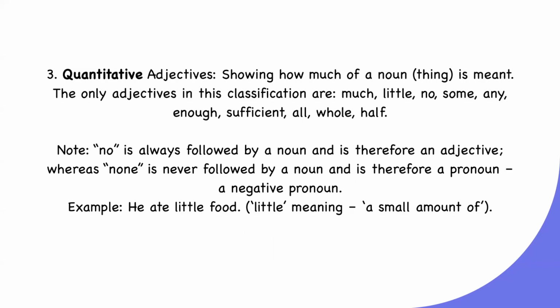Quantitative adjectives show how much of a noun, that is a thing, is meant. The only adjectives in this classification are much, little, no, some, any, enough, sufficient, all, whole, half. Note that no is always followed by a noun and is therefore an adjective, whereas none is never followed by a noun and is therefore a pronoun, albeit a negative pronoun. For example, he ate little food, little meaning a small amount of.